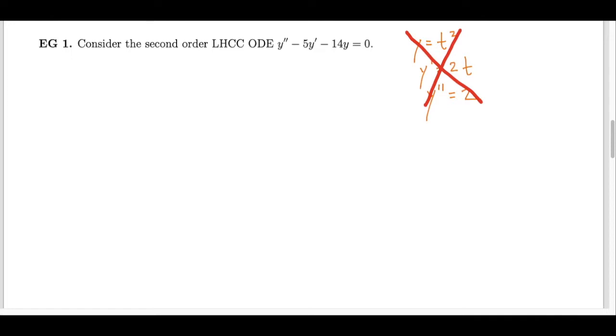What function has that property? Say it with me now. An exponential. So, based on a careful consideration of the structure of this ODE, I think it's reasonable to suppose our solutions are exponentials. More specifically, I'll actually suppose y equals a general exponential. So let's say y equals e to the rt.